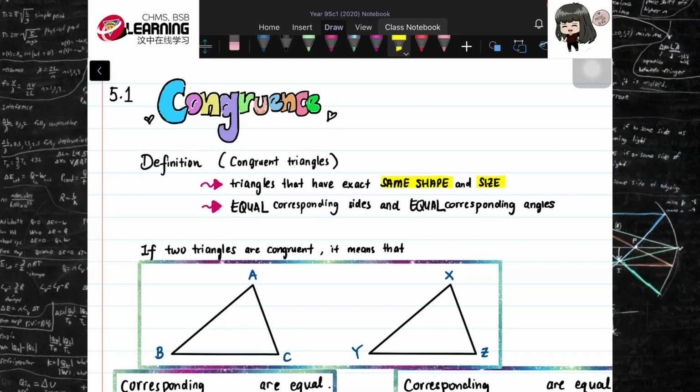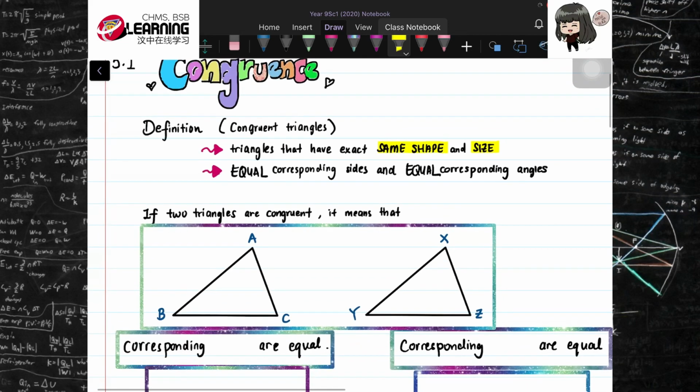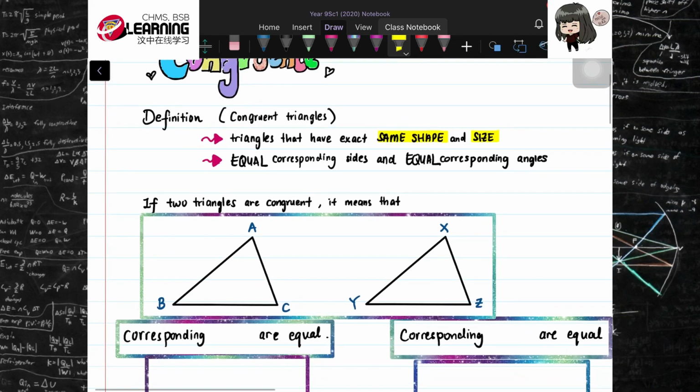So for example, if we have two congruent triangles here, let's say you look at ABC and XYZ. These two triangles, we can say that they are congruent if they have the same shape and same size, exactly the same. So we can say that they are exact duplicates of each other. We can also say that they have equal corresponding sides and equal corresponding angles.